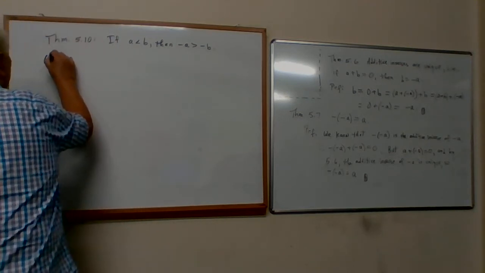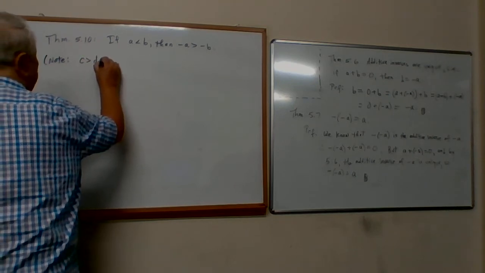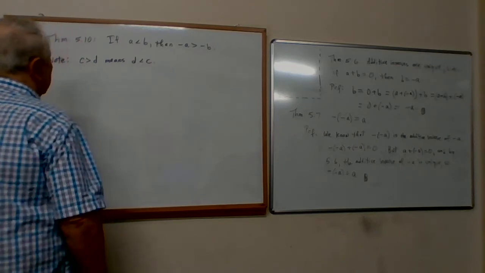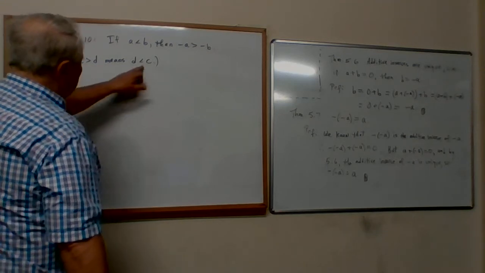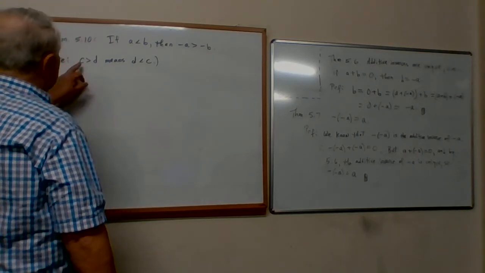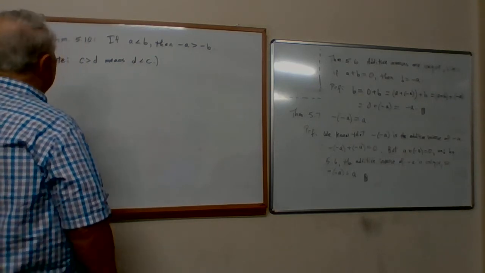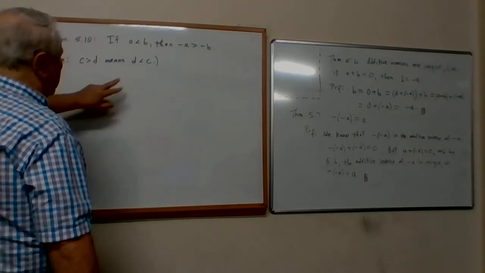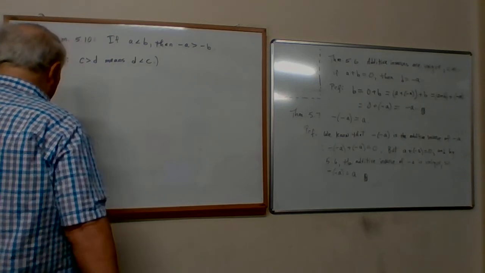So note, C greater than D means D is less than C. So if we've only defined less than, we need to define greater than in terms of less than, and that's how it works. If C is greater than D, then D is less than C. If you're challenged by which direction these go, remember that the arrow always points toward the smaller one. So whatever is your way of learning those, make sure that you know the difference.